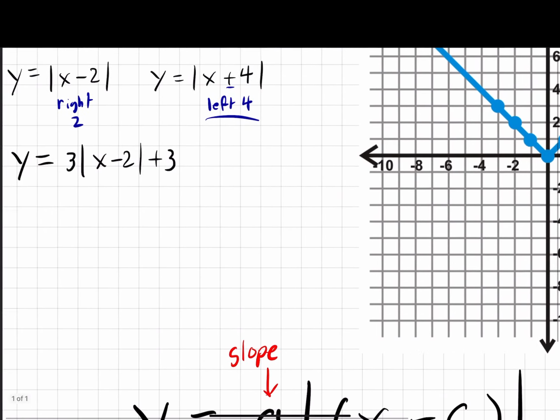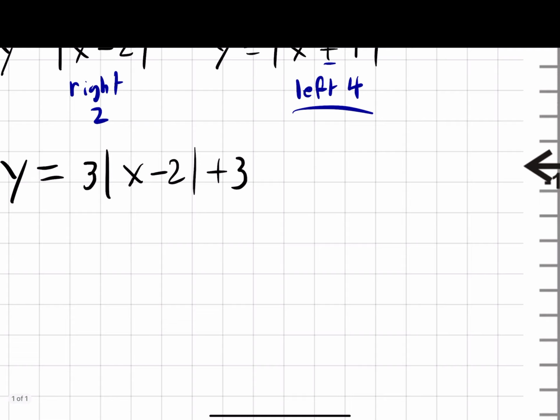Let's say we have something like this. So to start off, I keep saying let's move the vertex first. That means let's look at the up, down, and left, right movement before I do any slope changes. So plus 3 would be up 3. Minus 2, because it's on the inside, inside's opposites, this is right 2.